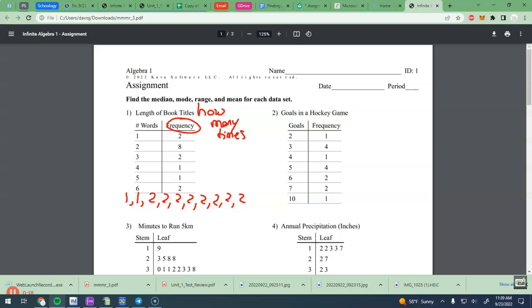How many times am I going to write the number 3? Twice. I'm going to run out of room here, but that's okay. I'm going to write the number 4, once. Number 5, 1 time. Number 6, 2 times. That's really the whole lesson right there.